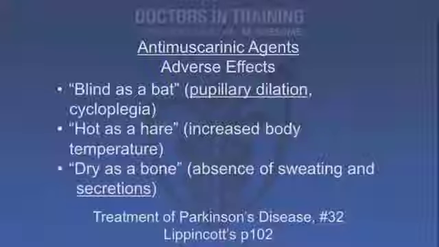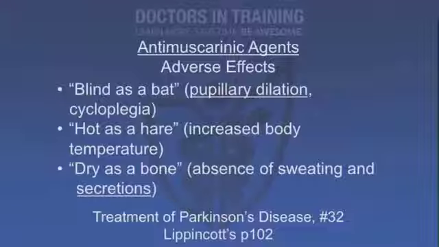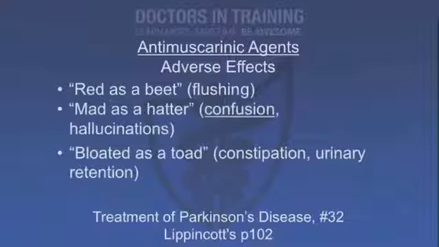So you can be blind as a bat, or you get pupillary dilation and cycloplegia. You're hot as a hare, which means increased body temperature. Dry as a bone, absence of sweating and secretions. Red as a beet, peripheral vasodilation and flushing. Mad as a hatter, you can get confusion and hallucinations. Bloated as a toad, you can get constipation and urinary retention.